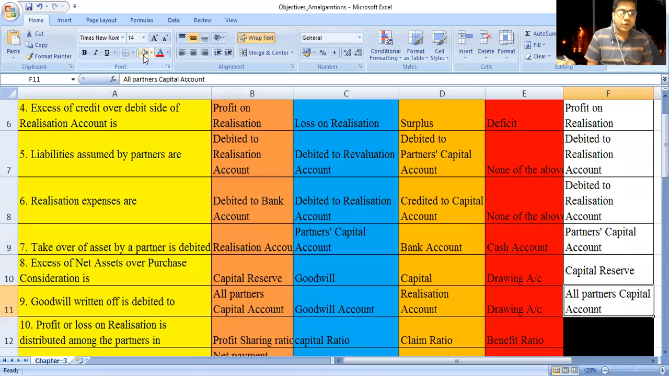Next, profit or loss on realization is distributed among the partners in. It's very simple. We have studied it. What will be the answers? Option A, profit sharing ratio, capital ratio, claim ratio, or benefit ratio. Many got the same answer. Answer is profit sharing ratio.